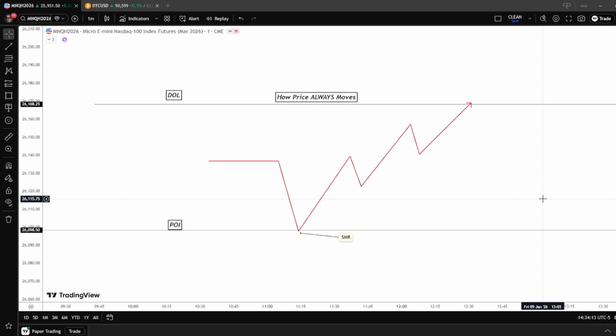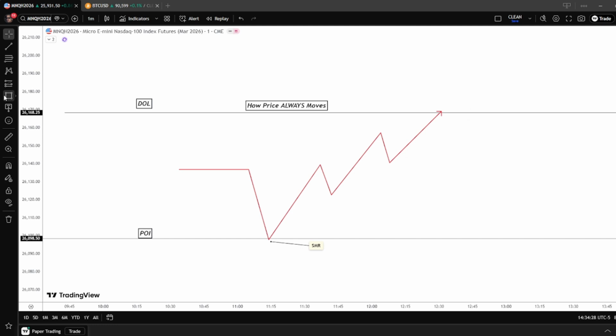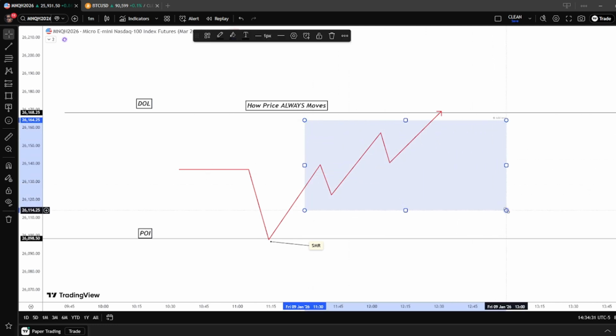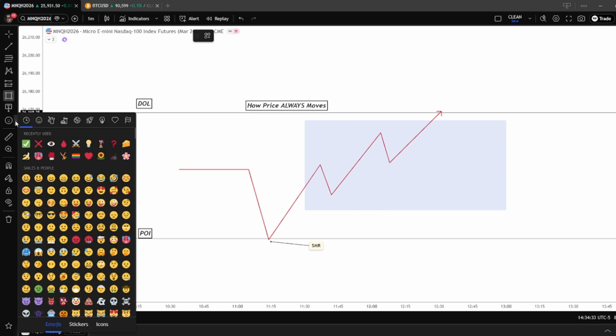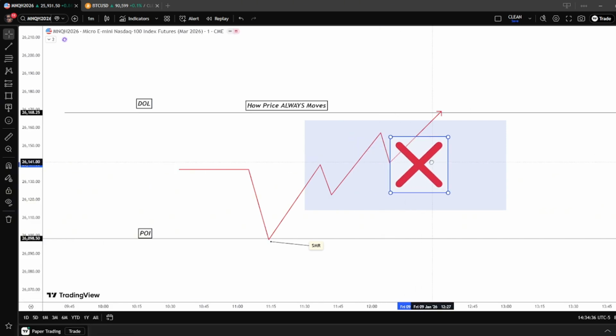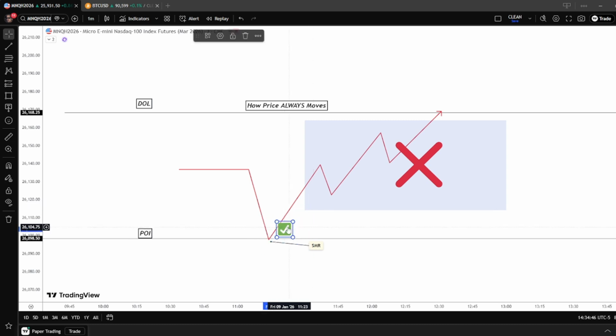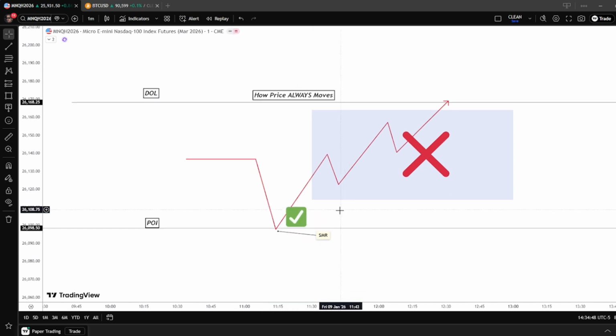Take a look at this diagram. This is how price always moves. We are moving from the point of interest in which we are creating a smart money reversal, and we are trading into the drawn liquidity. So you don't want to look for any breakaway gaps in the middle of the range. It's not going to work, and you are going to be unprofitable with it. So the place you are looking for the breakaway gaps is the smart money reversal. Smart money reversal breakaway gap.